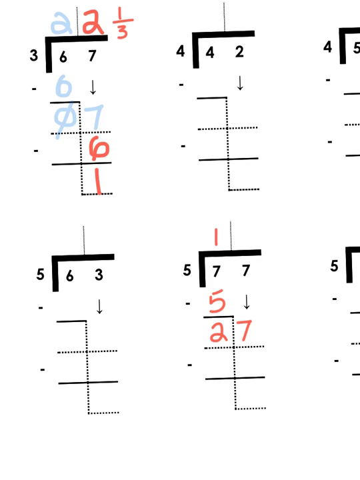After checking that 27, yes, it is bigger than my divisor, so I can get more groups of 5 out of it. How many groups? Well, I know that 5 times 5 is 25, and when I subtract the difference, I'm left with 2. So my quotient is 15 and 2 left over. Now remember, when you have a remainder, you need to write that next to the quotient at the top of the division bracket, on top of the house.